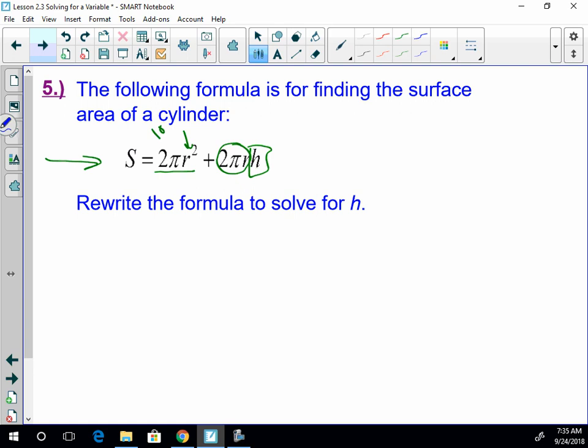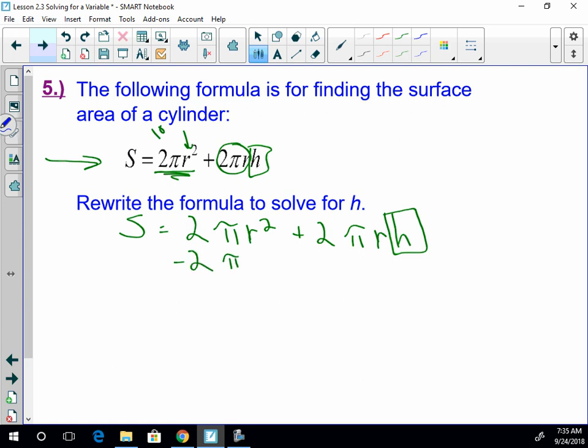And so I'm just going to rewrite that whole thing. S is equal to 2 pi r squared plus 2 pi r h. H is the variable we're trying to solve for. So I'm going to undo that stuff in the reverse order in which I just said. The last thing I talked about was adding this, so that's what I'm going to subtract. I'm going to subtract the entire quantity, not just one at a time, because that's the correct thing to do. Minus the entire quantity, so it's minus 2 pi r squared.